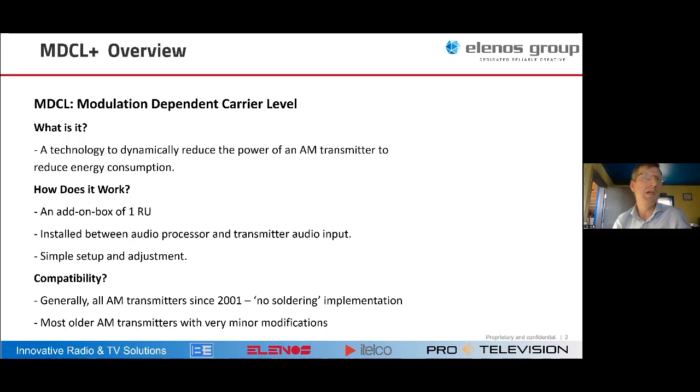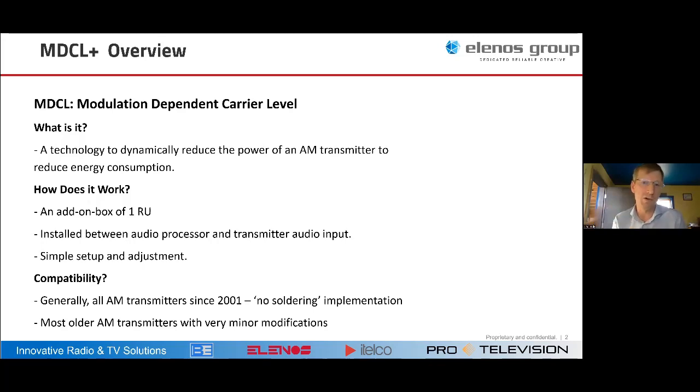And MDCL, the name, is actually a fairly recent name that was coined with the NRSC in the US in the last, let's say, in the last 10 years. But the technology is actually much older than that. It goes back to the 1980s, and there were several different initial versions that were developed, one by the BBC, one by Telefunken in Germany, and one by ABB in Switzerland. And these were either manufacturers or operators of very big transmitters, 500 kilowatts.